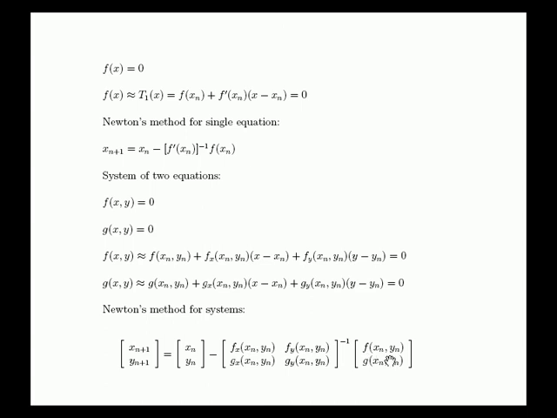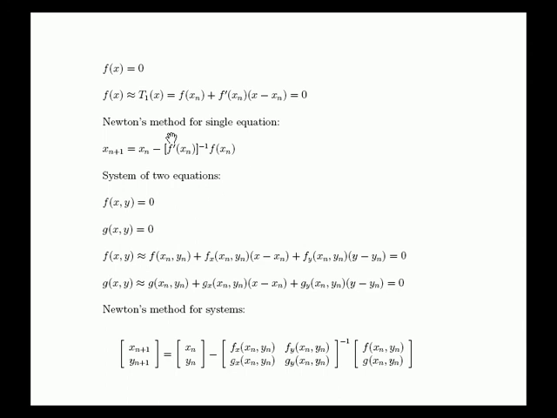Notice that all 6 of these functions, f, g, and the 4 partial derivatives, are all evaluated at the current best approximation xn, yn. And we'll see that this has some of the same properties as Newton's method for a single equation.